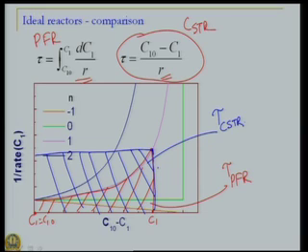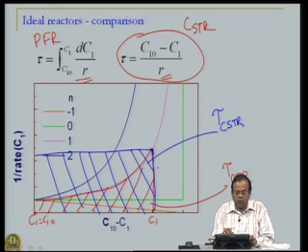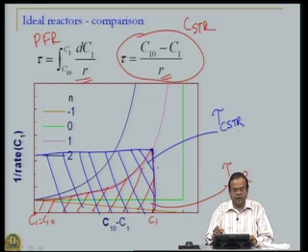Once again, for the plug flow reactor, for this particular curve of 1 over r versus C1 0 minus C1, the area under the curve is the residence time. For the stirred tank reactor, the area of this rectangle is the residence time.